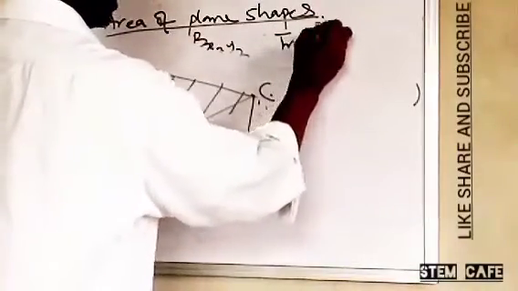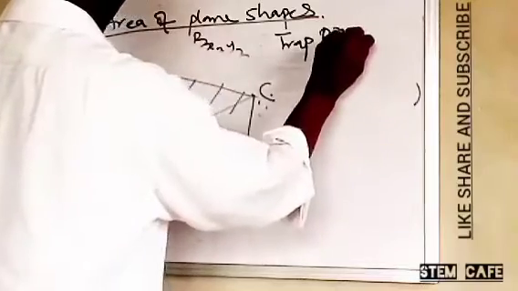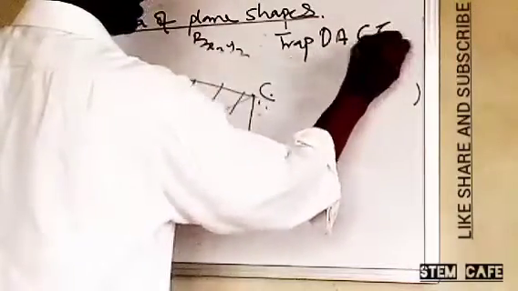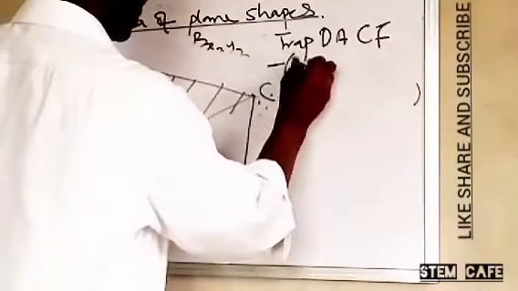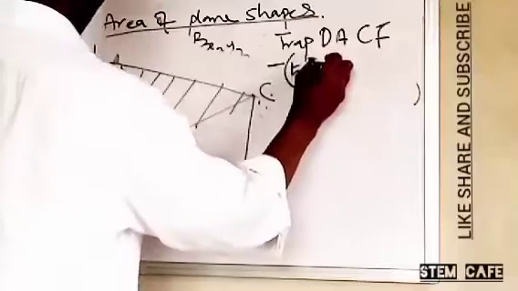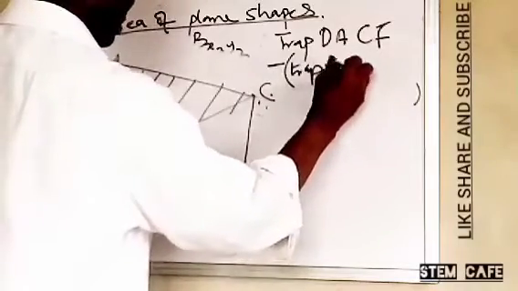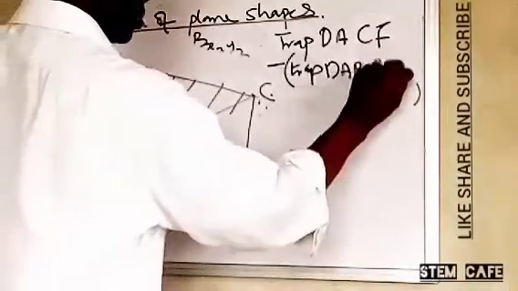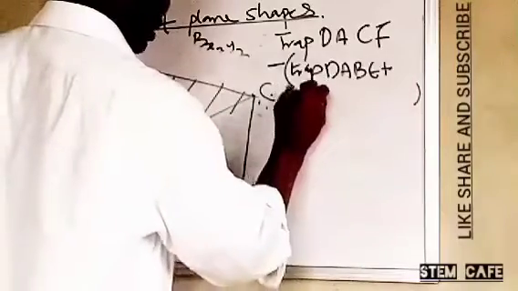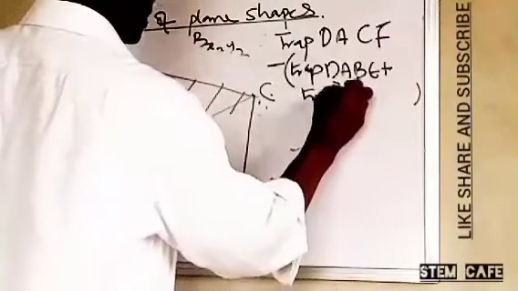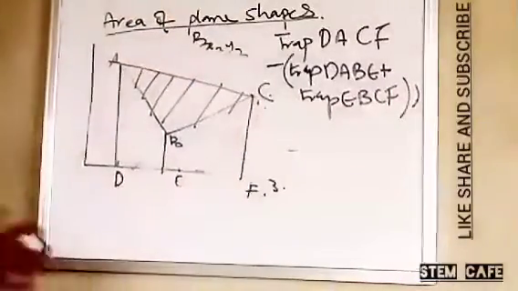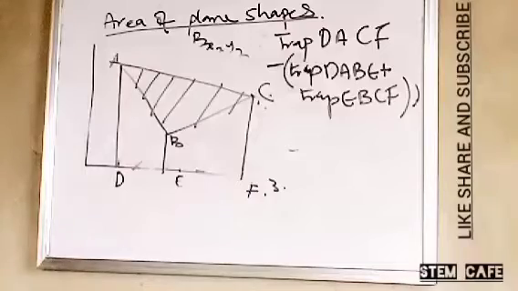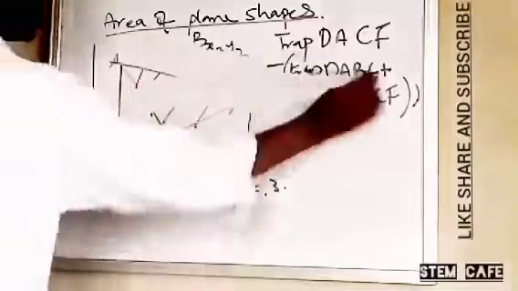Trapezium DACF minus the sum of trapezium DABE plus trapezium EBCF. So just break it down like that. It is very easy in that pattern. But I said something the other time, please.